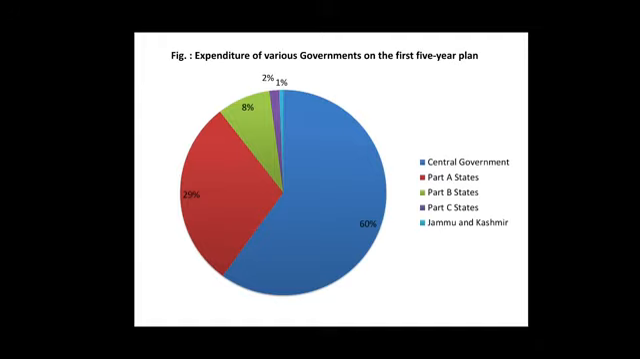Dear students, in this pie chart, the whole circle represents the total expenditure, that is 100% expenditure of various governments on the first 5-year plan, and the different sectors shaded with different colors represent the state-wise expenditure and expenditure of the central government on the first 5-year plan.